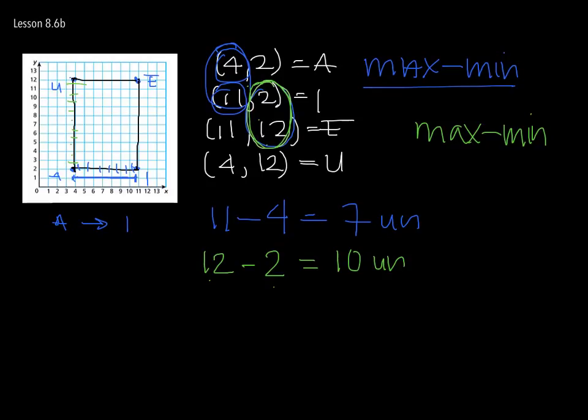Now, if I wanted to, and I had a lot of time on my hands, I could count every one of these, 7, or I can just take 10 times 7. Oops, I probably should put my multiplication in the right spot here. 10 times 7, and I'm going to get 70 units squared. And that would be the area of this rectangle. Okay? So that's one of the things that we can do with coordinate graphs.